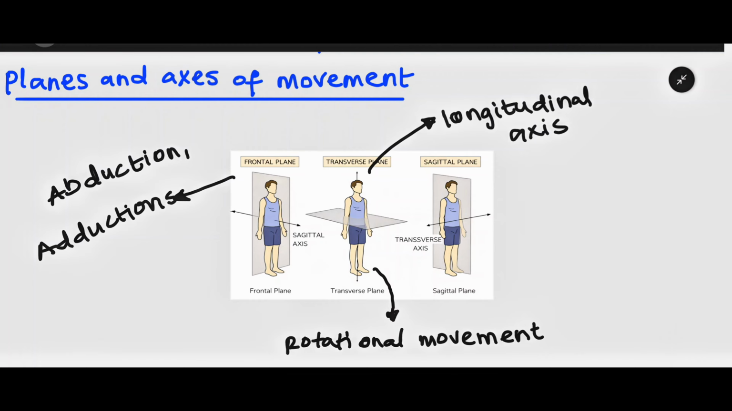Now lastly, for the sagittal plane, which splits the body into left and right, and it's coupled with the transverse axis, the type of movements that occur in the sagittal plane about the transverse axis are flexion and extension movements.